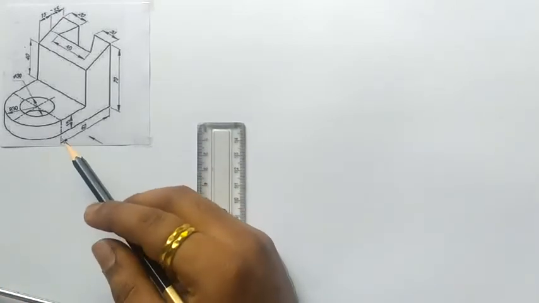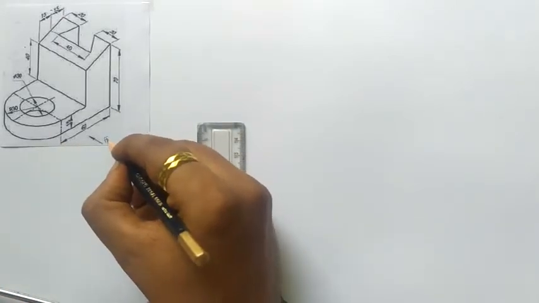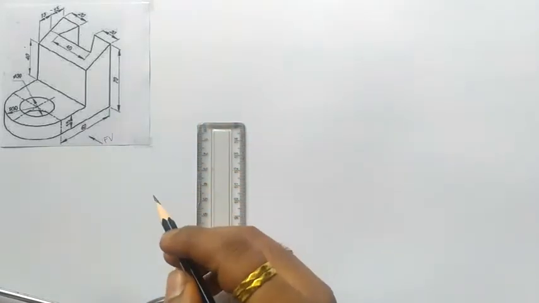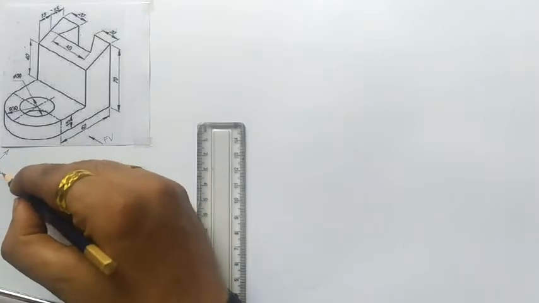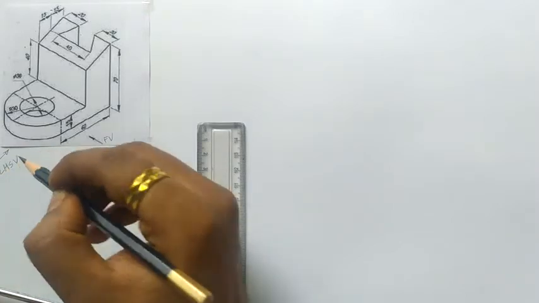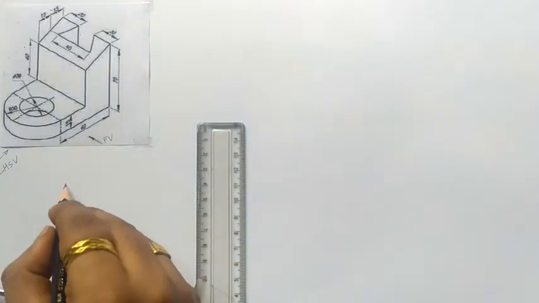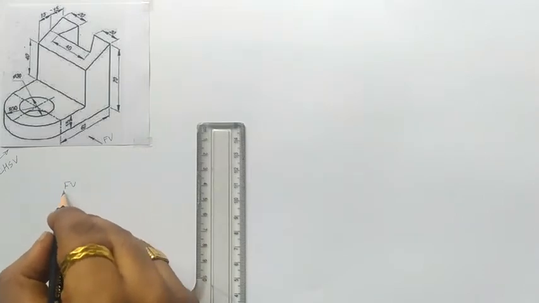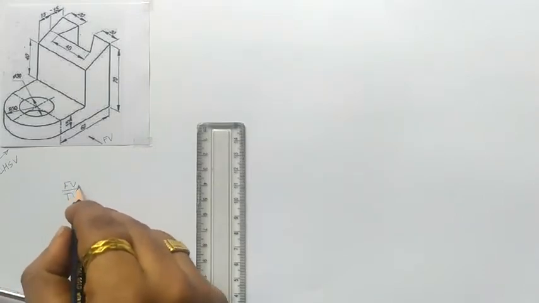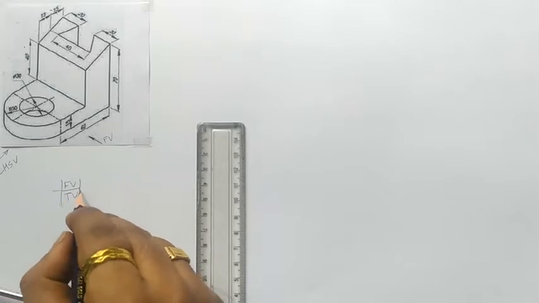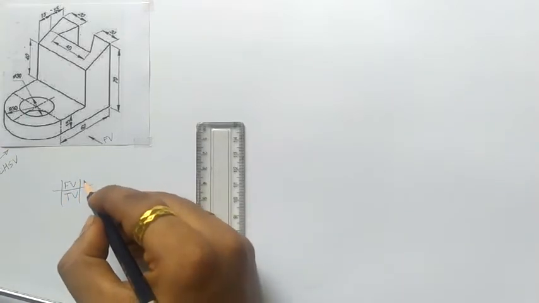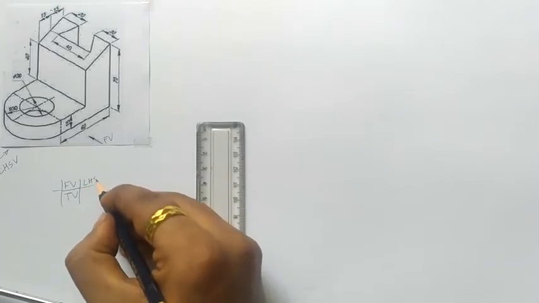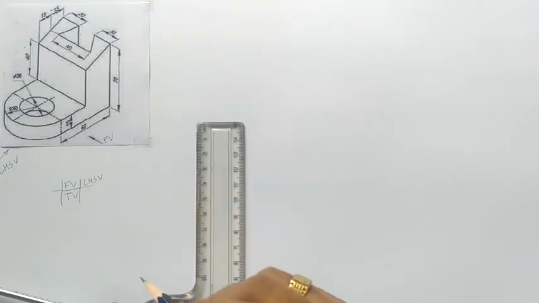Now for this component, this is the front view direction. In this direction there will be the left hand side view. So our structure will be front view, top view, and the left hand side view, which will appear on the right side. So left hand side view, this will be the structure.